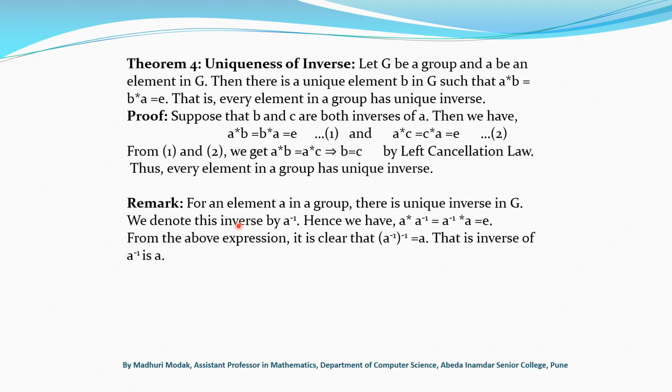Now see this remark. For an element A in a group, there is a unique inverse in G. We denote this inverse by A to the power minus 1. So this is the notation to write the inverse of A. So A star A inverse is A inverse star A is equal to identity. And from this, A inverse inverse is A. That means the inverse of the inverse is the element itself.